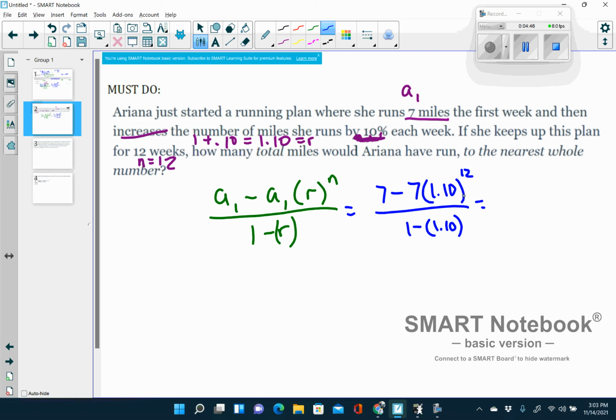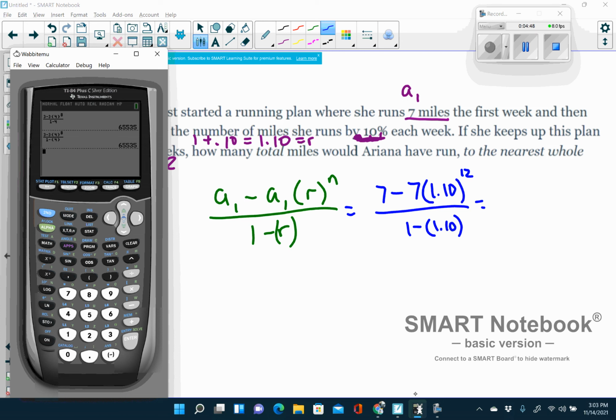So you take this, plug this into our calculator. So again, alpha y equals option number 1. So we're going to type in 7 minus 7 parentheses 1.10 close parentheses to the, remember if I'm going too fast to pause the video, to the 12th power, and then on the bottom I have 1 minus parentheses 1.10, close parentheses, enter.